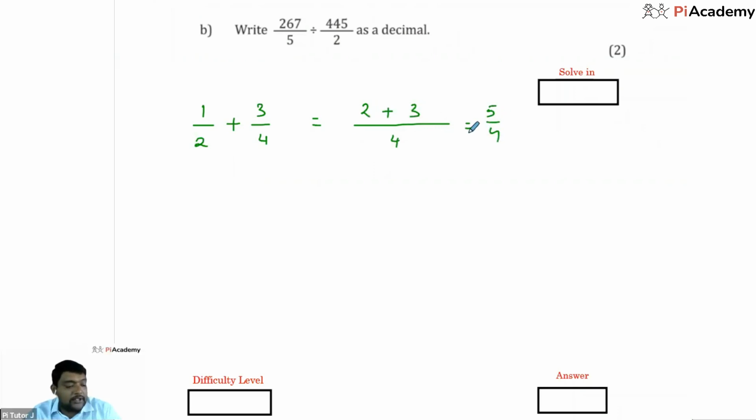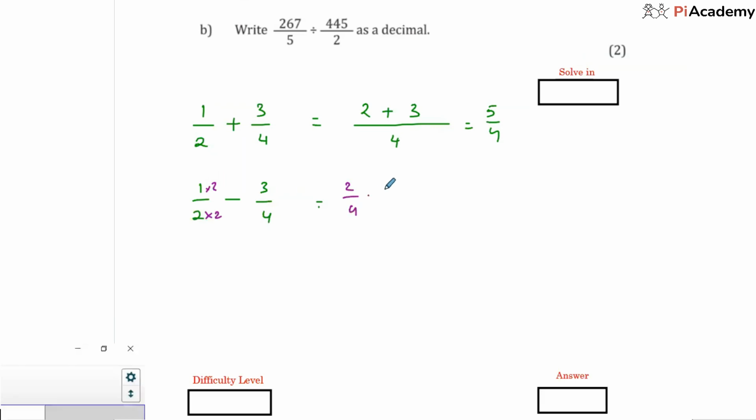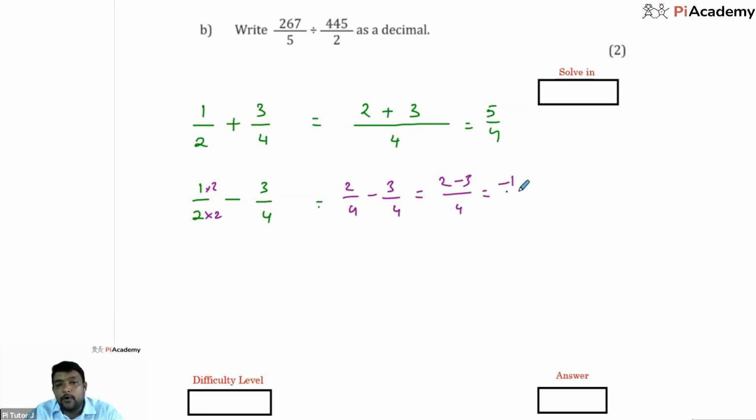The same goes with subtraction as well. You do the same thing. For example, you have 1 over 2 minus 3 over 4. Again, you take a common denominator. You multiply this with 2 and this also with 2. You have 2 over 4 minus 3 over 4. So you have 2 minus 3 over 4, which is negative 1 over 4. Am I correct, guys?